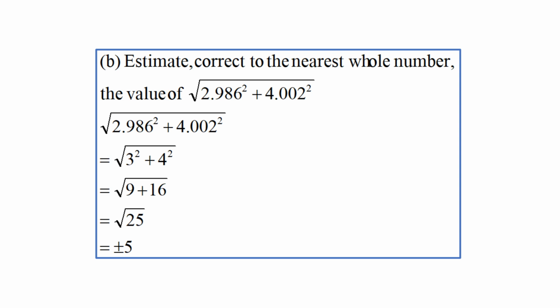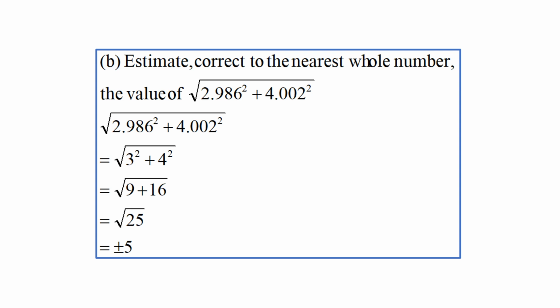First, let's break this down step by step. We'll start with the first part, estimating the square of 2.986. Now, 2.986 is very close to 3. For our estimation, we can round it to 3, since it simplifies our calculations. When we square 3, we get 3 multiplied by 3, which equals 9.